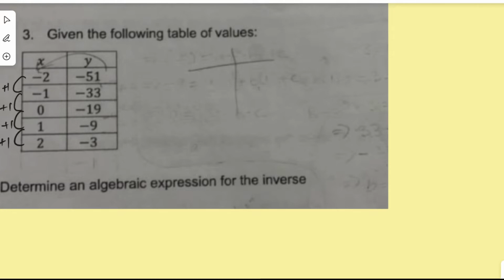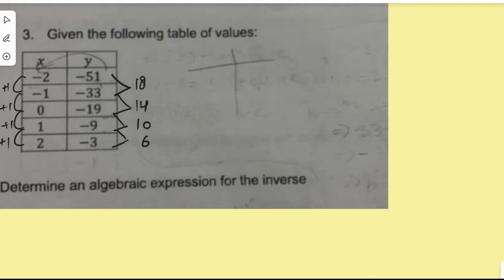And in the y values, we can see that the difference between 51 and 33 is 18, and the difference between 33 and 19 is 14, and the difference between 19 and 9 is 10, and 9 and 3 is a difference of 6, right? So we see that there is not a constant difference between the y values, so this means that the function representing this table is not a linear function.